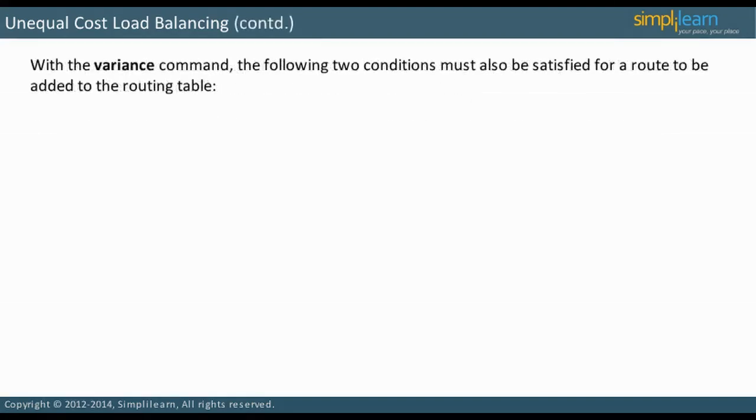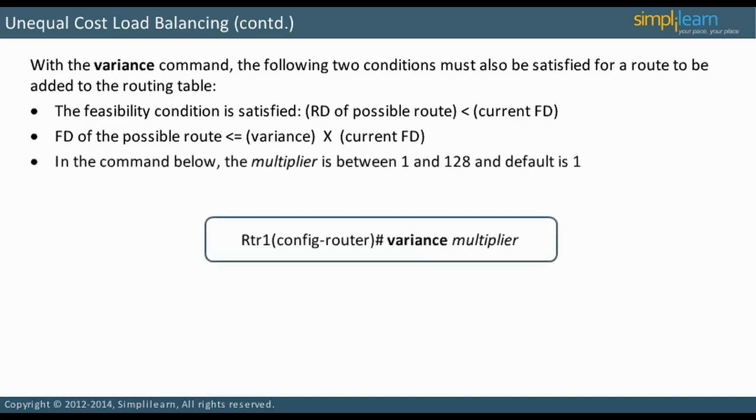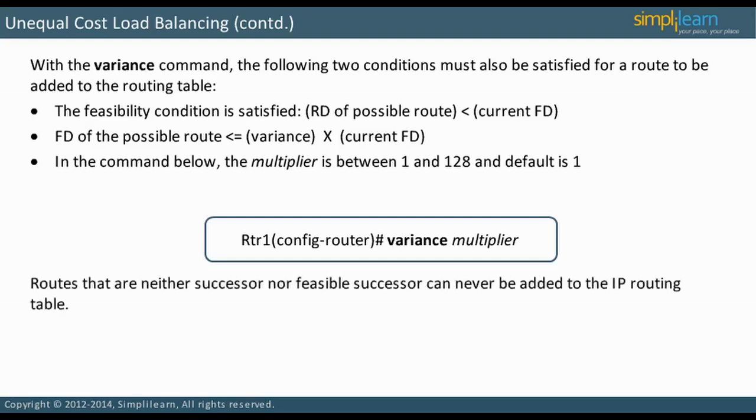With the variance command, the following 2 conditions must also be satisfied for a route to be added to the routing table. Firstly, the feasibility condition must be satisfied, where the RD of the possible route must be less than the current FD. In addition, the feasible distance of the possible route must be less than or equal to the variance multiplied by the current route's feasible distance. The variance command syntax is shown on the slide, where the multiplier is between 1 and 128 and the default is 1. Routes that are neither successors nor feasible successors can never be added to the IP routing table, regardless of the variance setting.